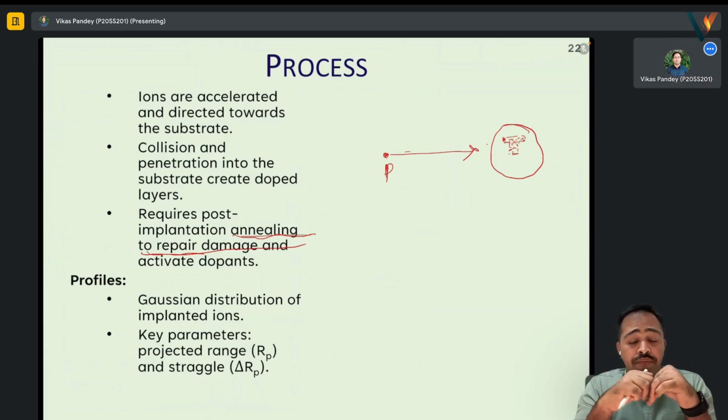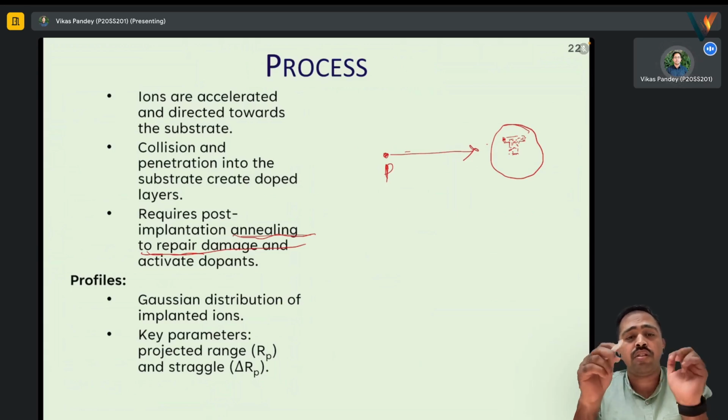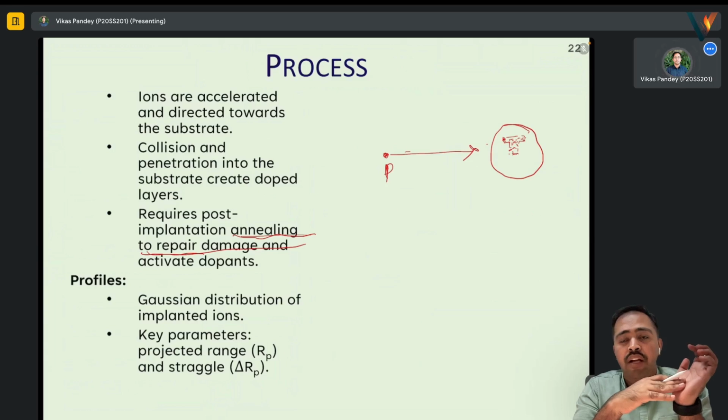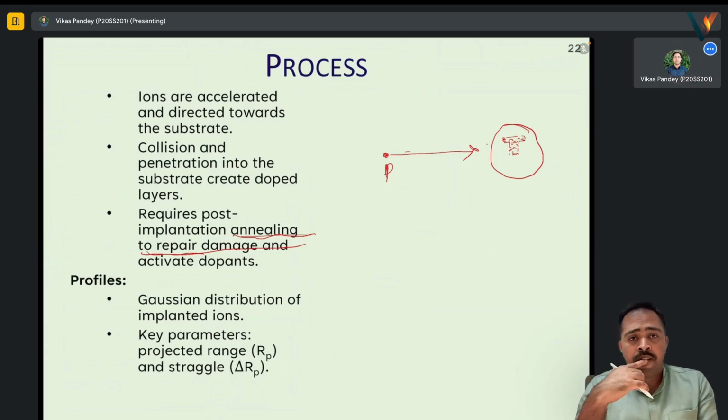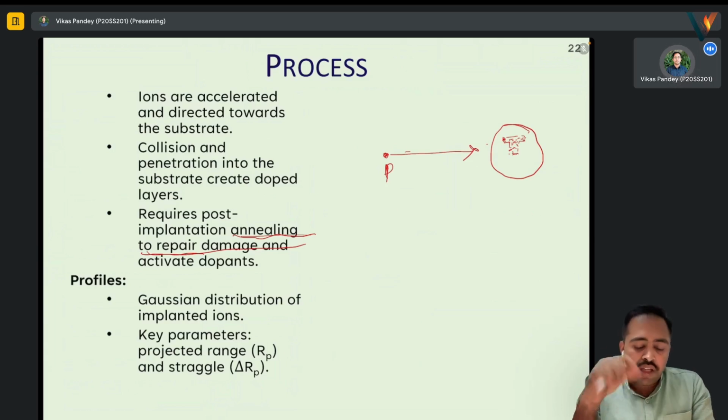Okay, it will lead to a Gaussian distribution of implanted ions very perfectly since we have more control. There are two important parameters, that is projected range and straggle zone, that will determine the doping. Okay, then what are the challenges associated with this whole process?